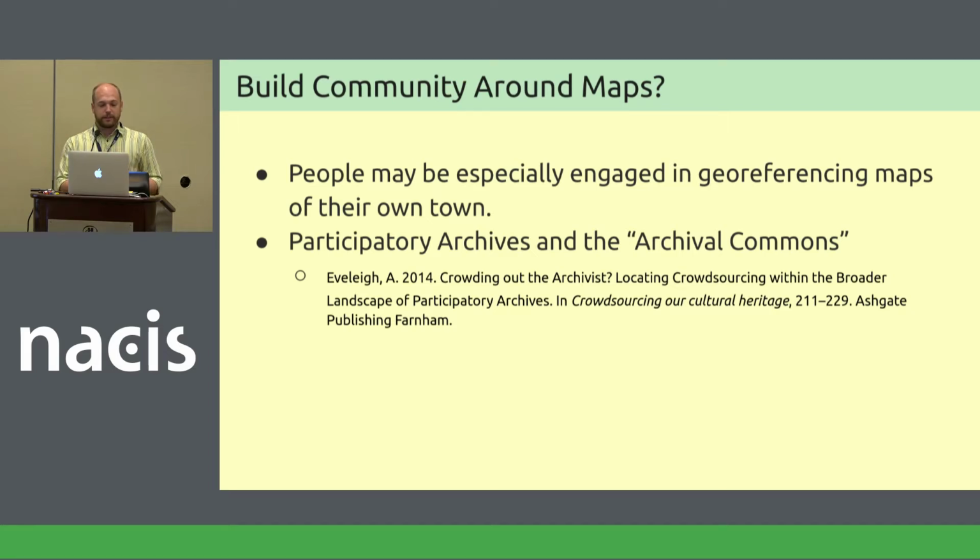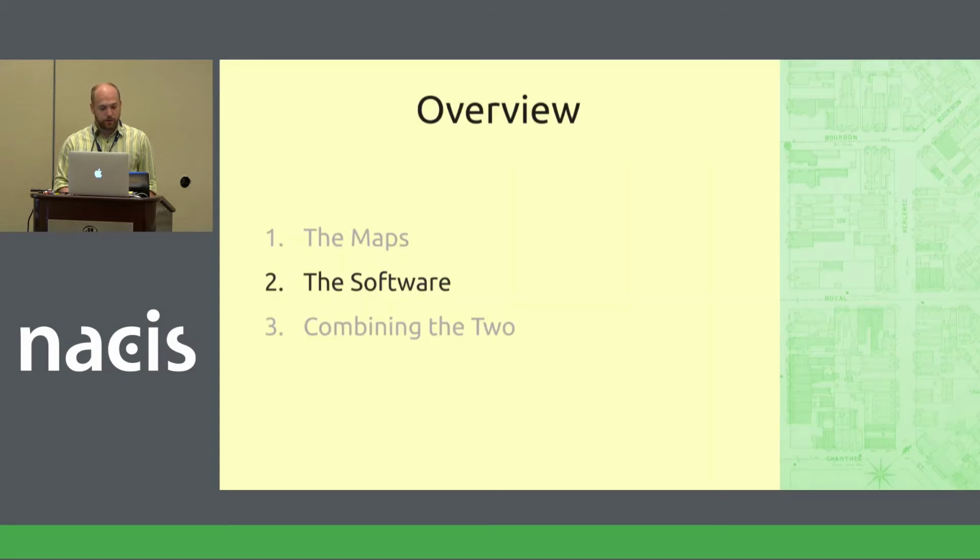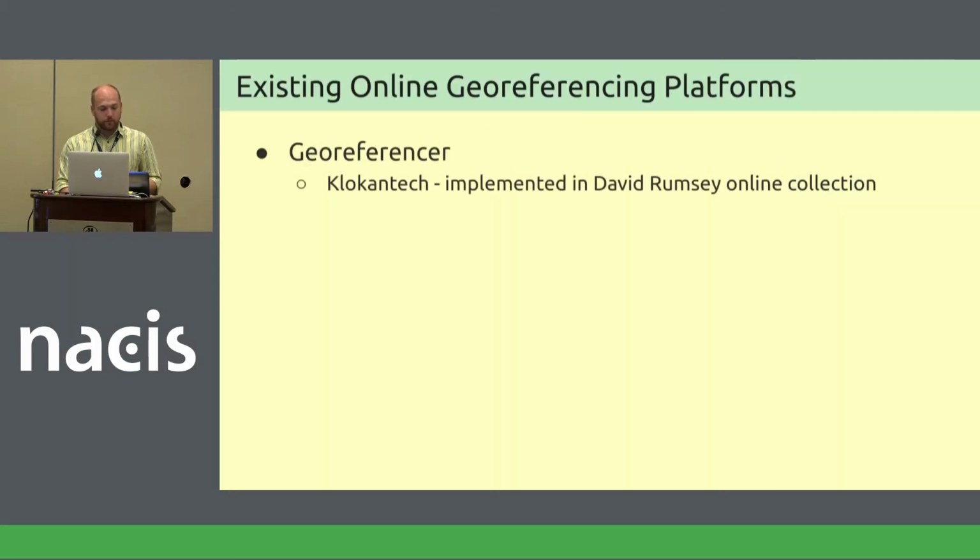So I also really like this idea of building a community around maps, historical maps, and so I thought the idea of people engaging with the georeferencing process, maybe of the maps of their hometown, would be a valuable thing to kind of facilitate. And it gets a little bit into this idea of the participatory archives and archival commons, quote unquote. And I won't say too much more about this, but I did really like this. It's a book chapter by Alexandra Eveleigh, and she talks about crowdsourcing efforts and kind of different ways to frame those projects.